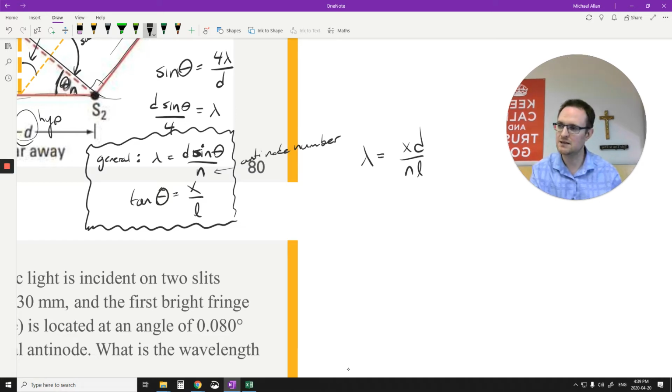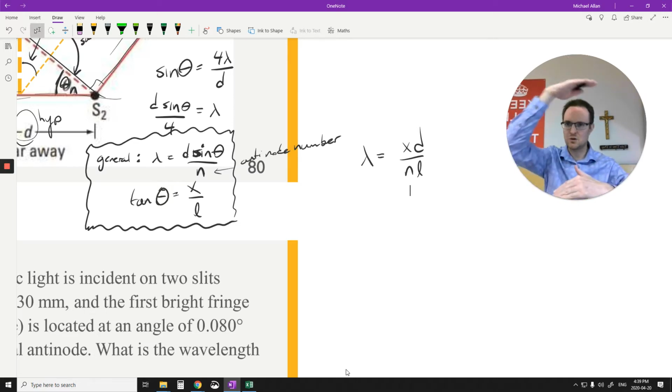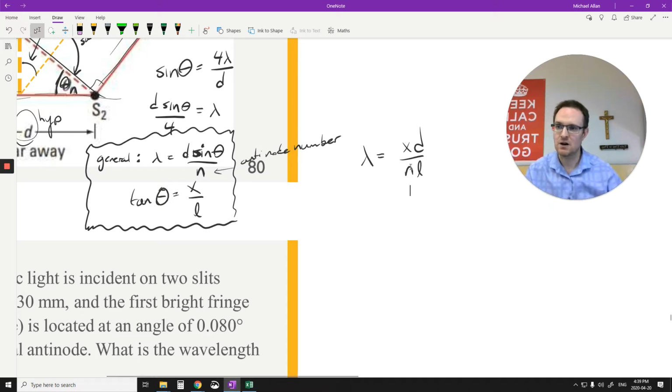So all these x's, d's, and n's and L's, we talked about them. The x is the distance from the central antinode to whatever node or antinode you're looking at. The d is the distance between the slits. The L is from the slits to whatever measuring device you're using, such as a screen. And n is just whatever antinode or node number you're looking at. So all this stuff we talked about already, right? But we never use this formula to do any math.